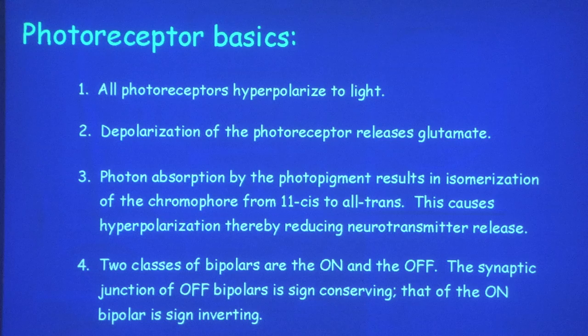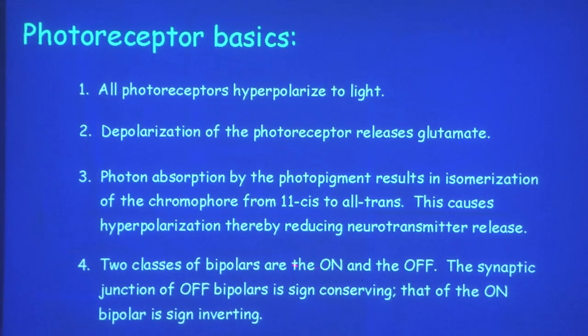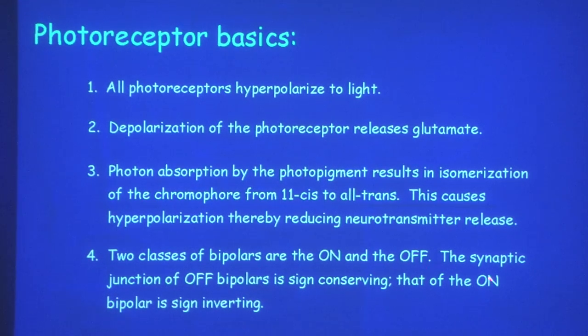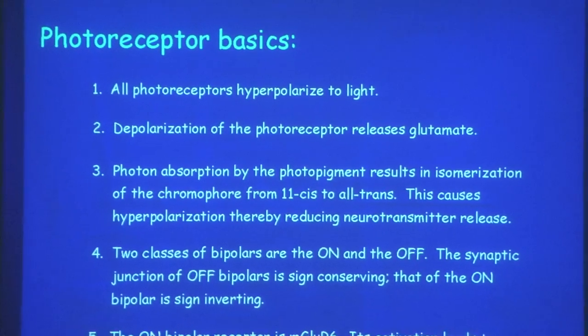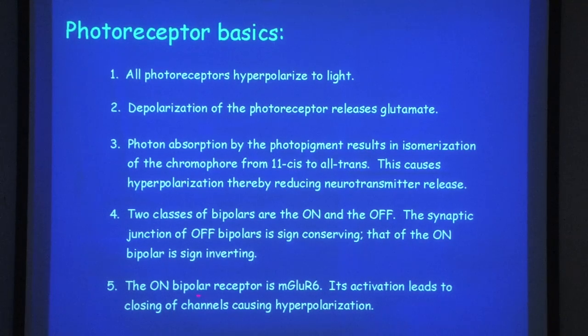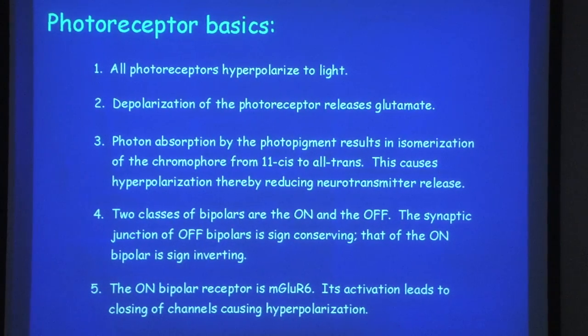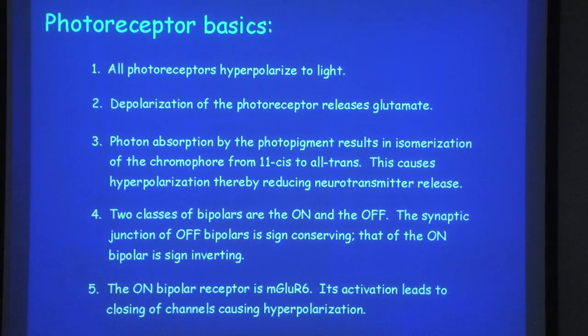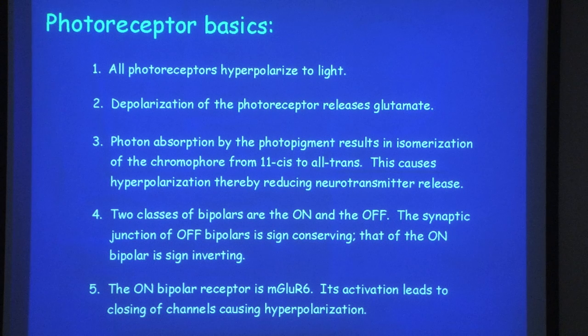Then we have these two classes that we talked about, the on and the off cells, that we will discuss in some detail. The synaptic junction of off bipolars is sign conserving, as I had just said, and that of the on bipolars is sign inverting. Now, the on bipolar receptor, I should mention that now, and I will deal with it in detail, is called the mGluR6. Its activation leads to closing of channels causing hyperpolarization. So that's the basic layout, then, of the photoreceptors.